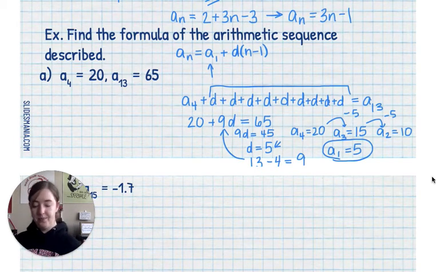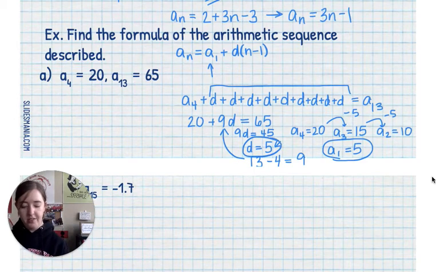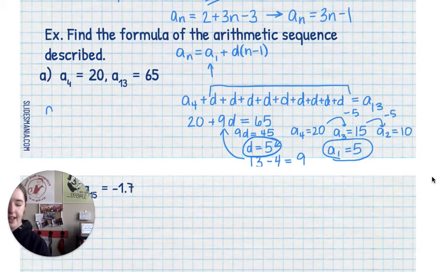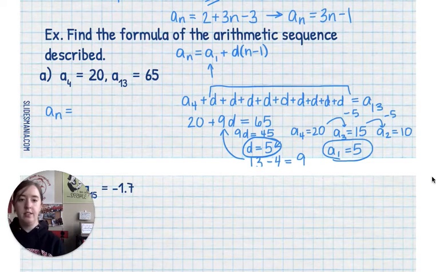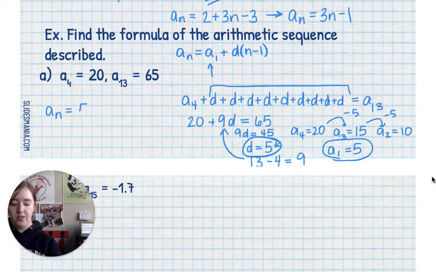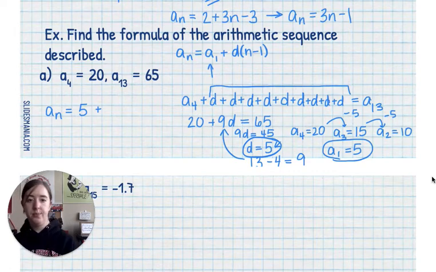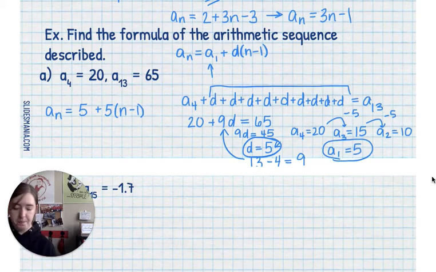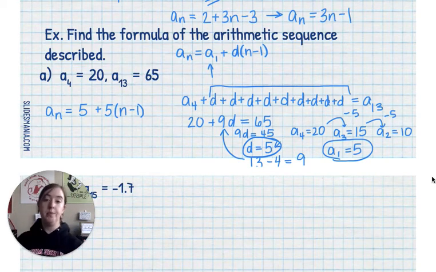Good deal. So we've got our common difference. We've got our 1st term. Now we can write the equation of the arithmetic sequence. So a sub n equals, we just found out that a sub 1 was 5 plus, and then we found out that our common difference was also 5 times n minus 1. You're more than welcome to leave it just like that.